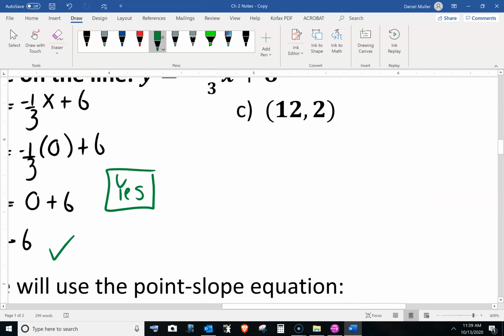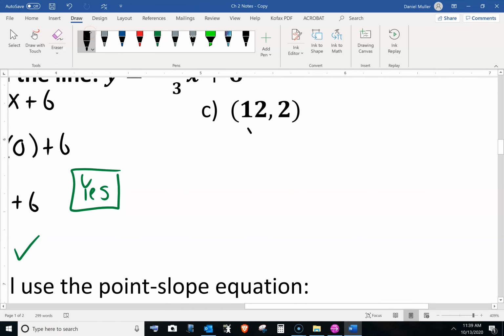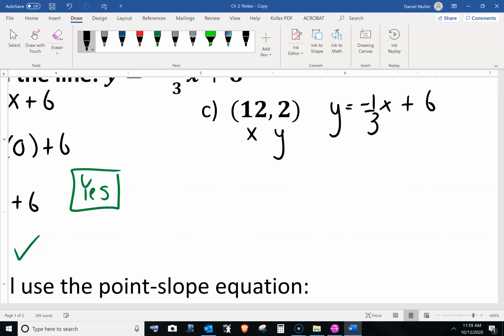And let's try the last one here. This is our x and this is our y. So we have y equals negative a third x plus 6. And we can put this point in. So y is 2. And this is negative a third times x. X is 12, plus 6.